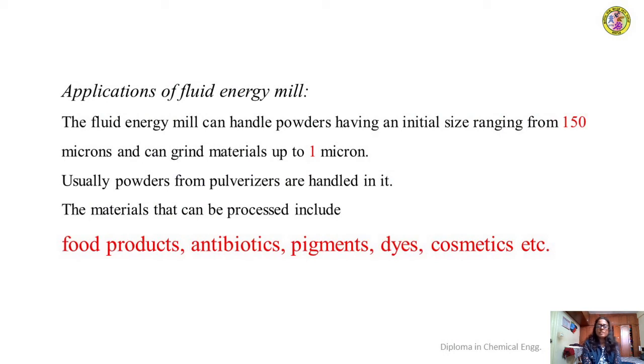So coming to the applications of fluid energy mill. Fluid energy mill can handle particles of size ranging from 150 microns and they can grind up to the size of 1 micron. Usually the powders from pulverizers, that is fine grinders, are handled in this type of machine. The types of products that are usually processed in this type of equipment are food products, antibiotics, pigments, dyes, cosmetics, etc.